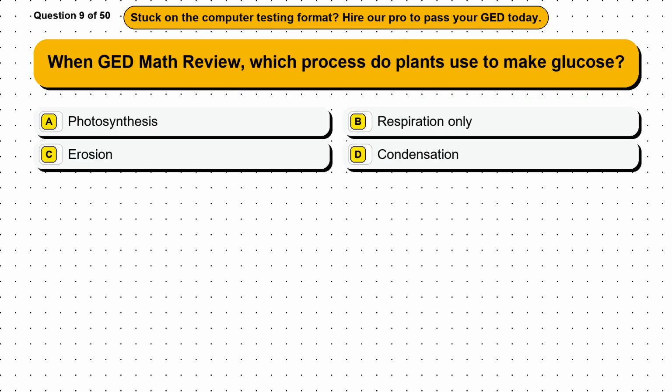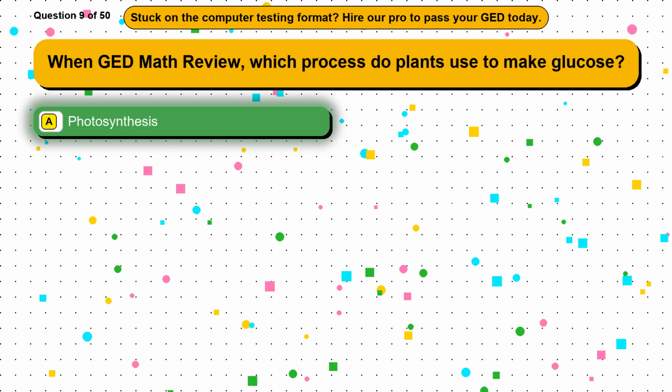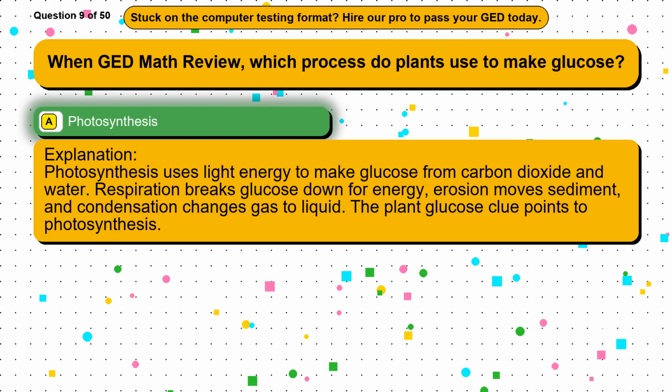Question 9. When GED Math Review, which process do plants use to make glucose? Option A, photosynthesis. Option B, respiration only. Option C, erosion. Option D, condensation. The correct answer is option A, photosynthesis. Photosynthesis uses light energy to make glucose from carbon dioxide and water. Respiration breaks glucose down for energy, erosion moves sediment, and condensation changes gas to liquid. The plant glucose clue points to photosynthesis.